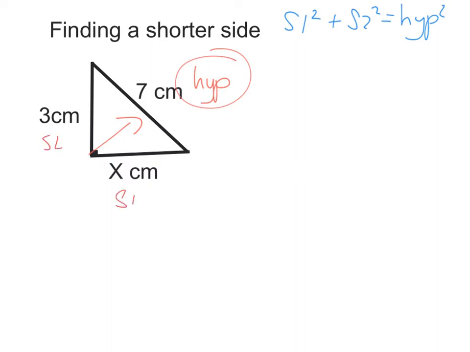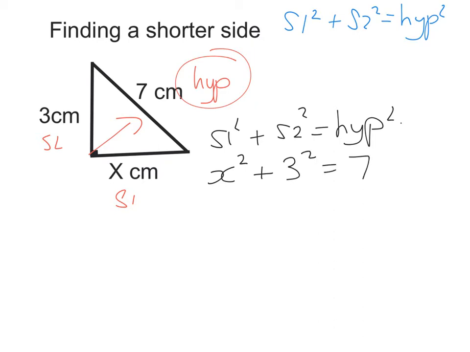So let's write out our formula. So side 1 squared plus side 2 squared equals the hypotenuse squared. So what we need to do is substitute the values now into the formula. So side 1 this time is x, side 2 is 3, and the hypotenuse is 7. Now what makes this one different is that the 3 is on the same side as the x, which causes a problem. Because remember, what we're trying to get to is x equals a number. So we want all the numbers on the other side from x.